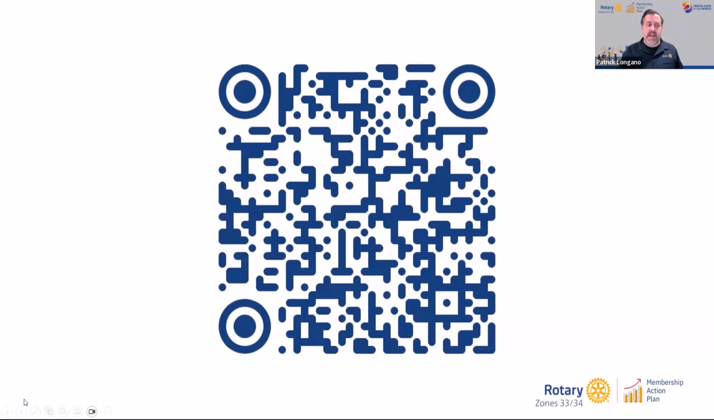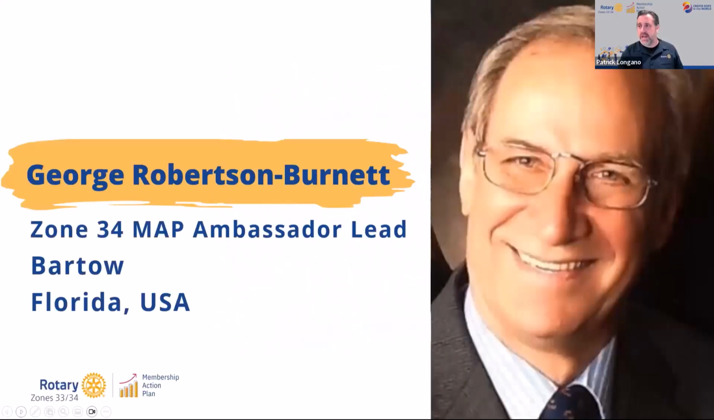Thank you for listening and learning about companion and impact models. I will now turn the stage over to Zone 34 MAP Ambassador, Zone Lead, George Robertson Burnett, and Impact Club Leader, J.J. Lullen. Well, I will confirm that I am wearing a kilt in honor of Angus earlier, but you'll have to take my word for that.